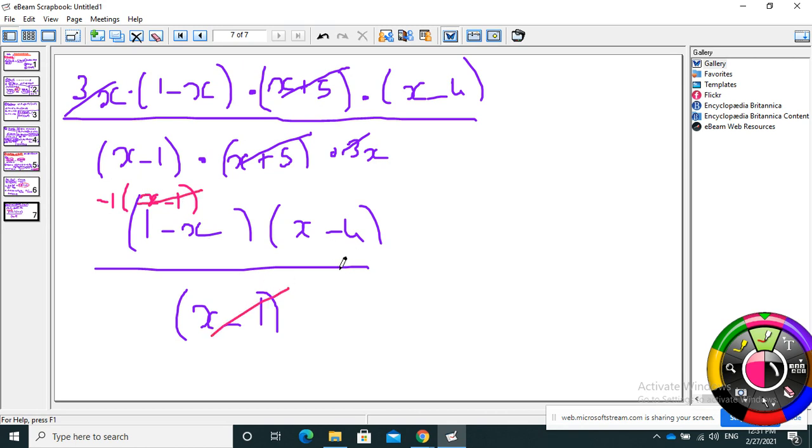So I will have minus x minus 4. So what is my final answer? Let's see, all this work, I got minus x plus 4. So for all this work, I got the answer minus x plus 4.